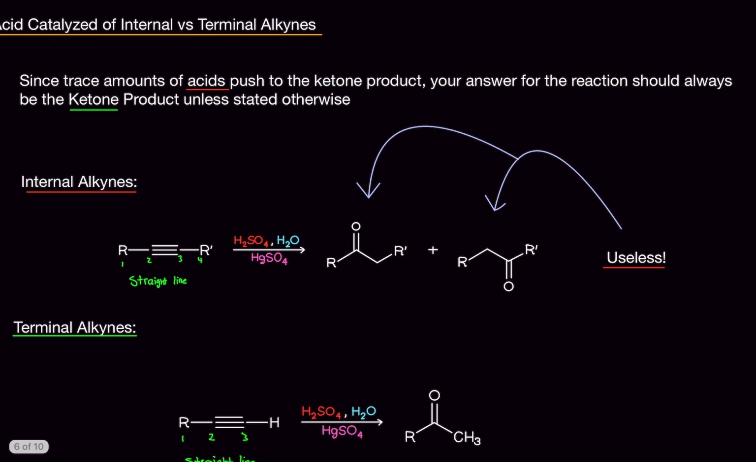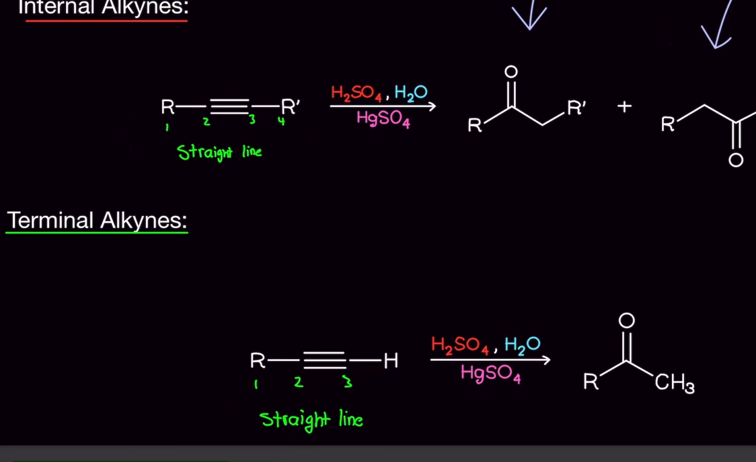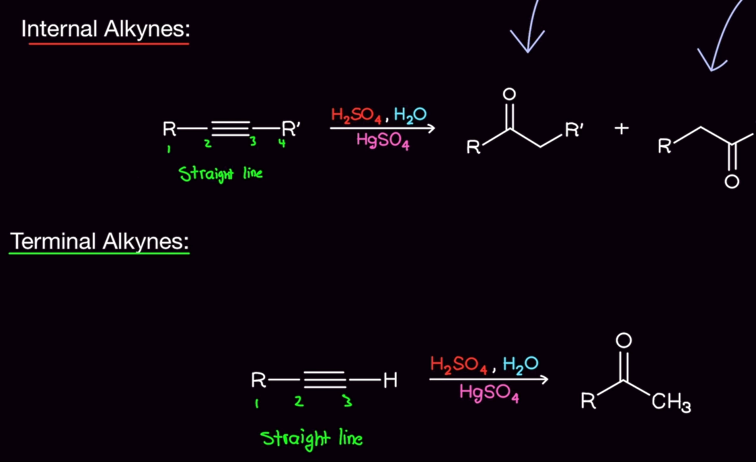Now, terminal alkynes, when you do the problem, you're just going to get one answer, which is great. Great for us. It makes it easy. Now, when you draw terminal alkynes, you'll notice that they're always in a 3-carbon straight line fashion.